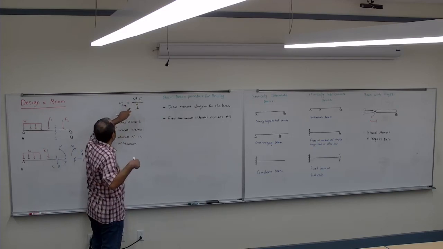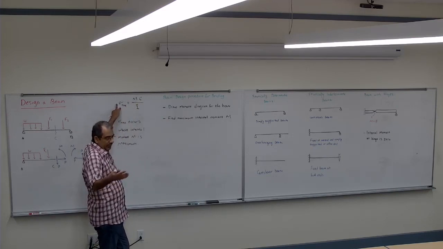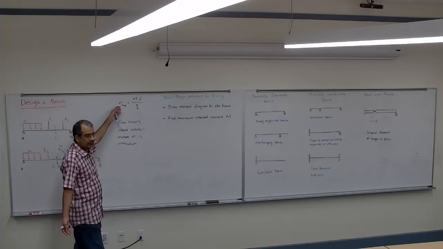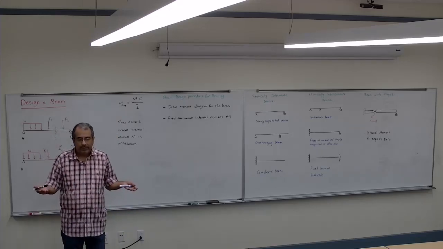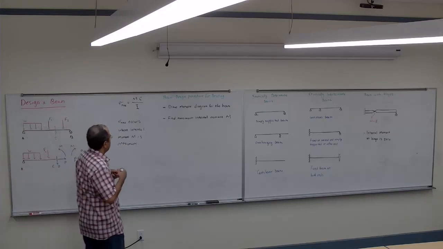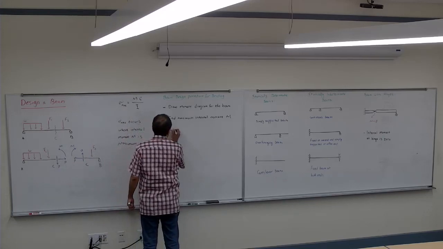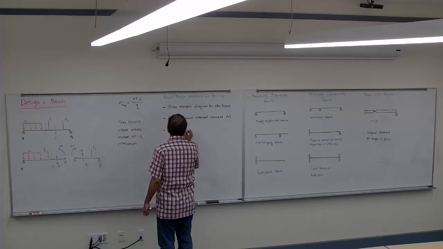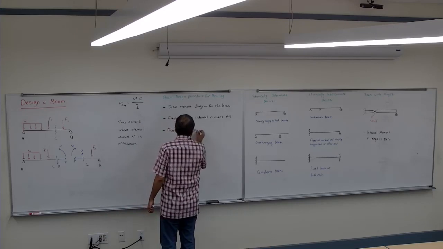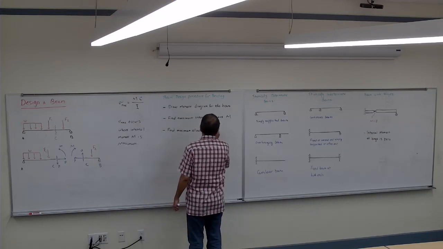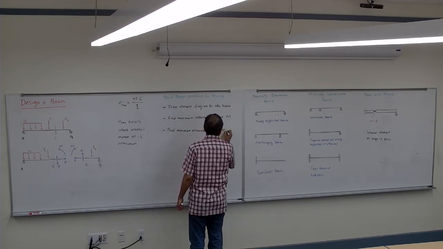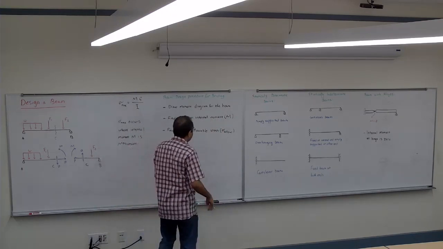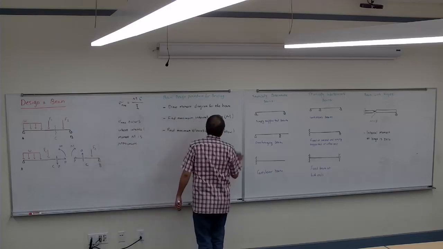The next thing that I have to find is the maximum allowable stress that my material can handle. If this is steel, it's going to be a different stress I can put on that compared to if it was wood. So I have to find the maximum allowable stress, or basically the sigma allowable. So we want to find the M max, then we want to find the maximum sigma allowable.